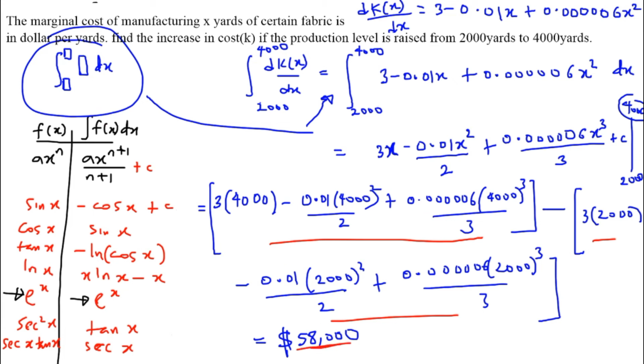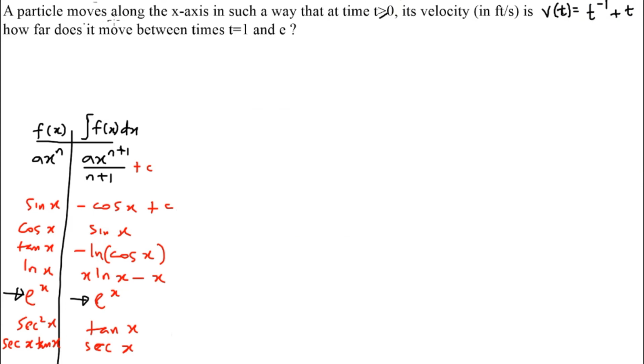Let's solve another problem. A particle moves along the x-axis in such a way that at time t greater than or equal to 0, its velocity in feet per second is v(t) equal to t raised to power minus 1, which simply means 1 over t, plus t. How far does it move between time t equal to 1 and t equal to 2?